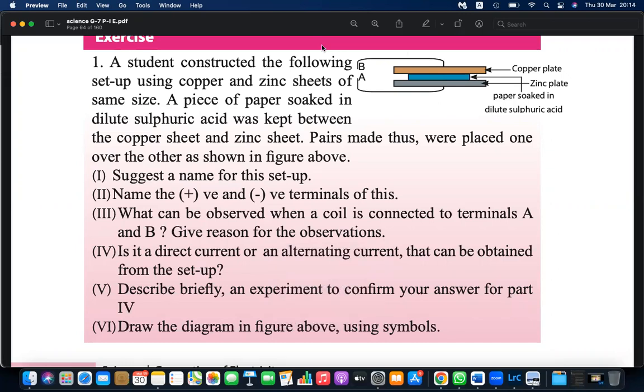What can be observed when the coil is connected to terminal A and B? Give a reason for the observation. Yes, what will happen when the coil is connected to A and B? Okay, they are asking this.